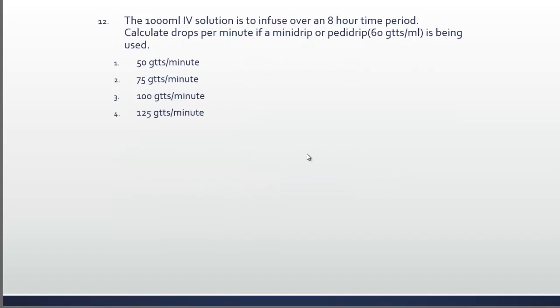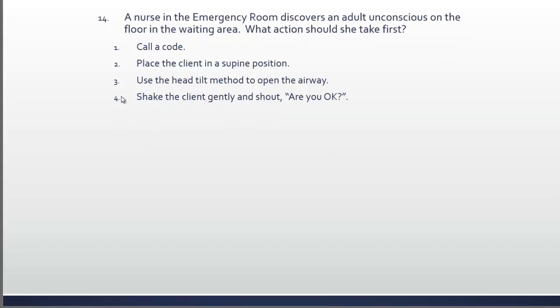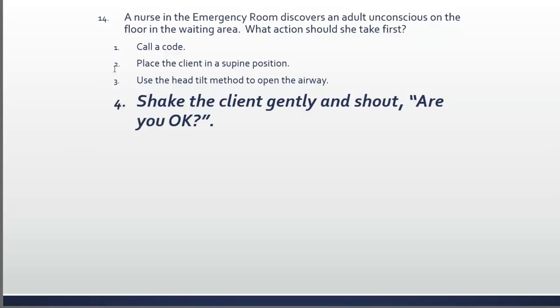Again, another math problem. A nurse in the emergency room discovers an adult unconscious patient on the floor in the waiting area. What action should she take first? An adult unconscious patient on the floor. So, what should you do? If you said, shake the client and shout, "Are you okay?" you're correct.